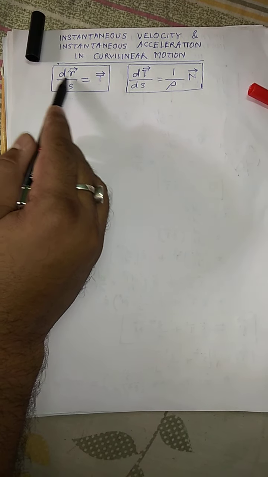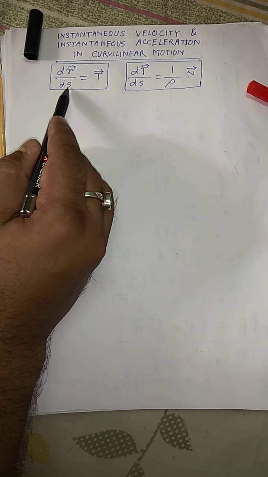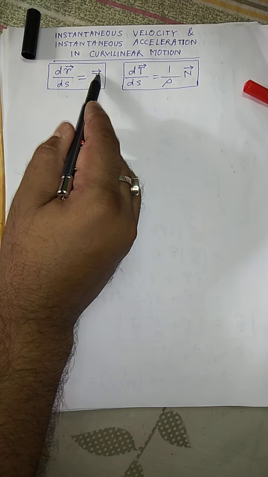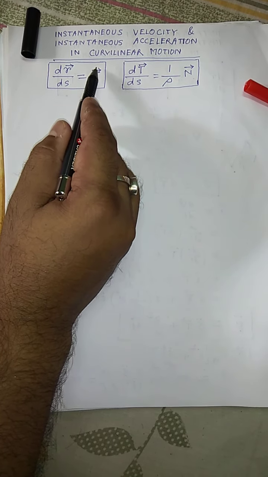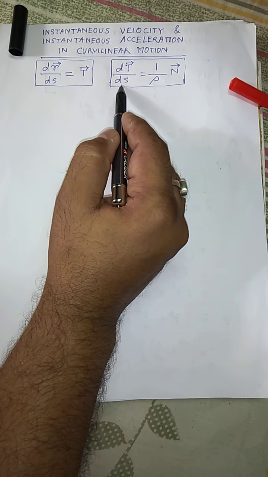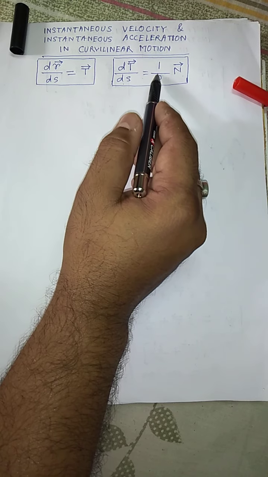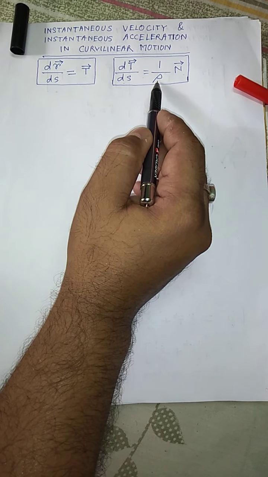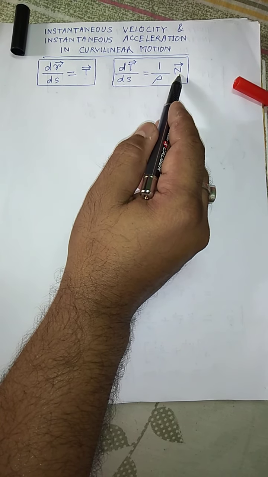The rate of change of the position with respect to the distance is equal to the unit tangent, and the rate of change of the unit tangent with respect to the distance is equal to the reciprocal of the radius of curvature multiplied by the unit normal.